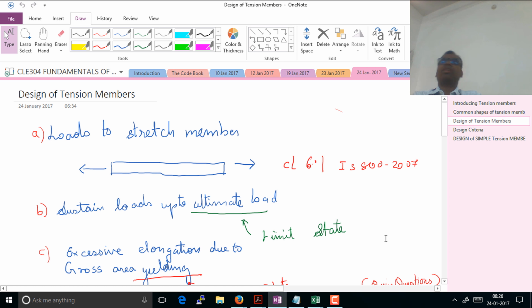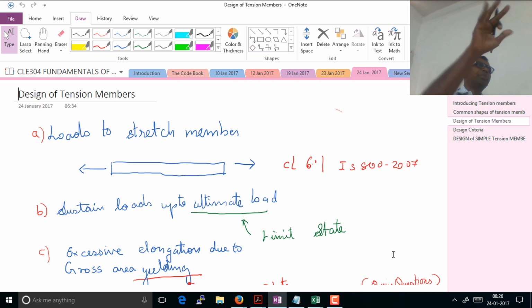So first they define what tension members are. They take up loads which tend to stretch them. Okay, and then the benefit of tension members is they can sustain loads up to the ultimate load. This is nothing but what we have done in the tensile test in the strength of materials lab. Okay, now the difference is that tension goes up to the ultimate load, but a compression member fails by buckling. So that is something which we'll have to have a look at.